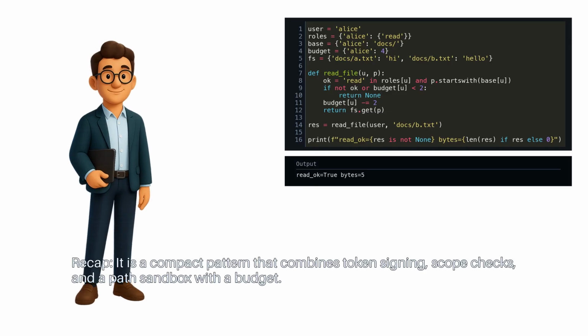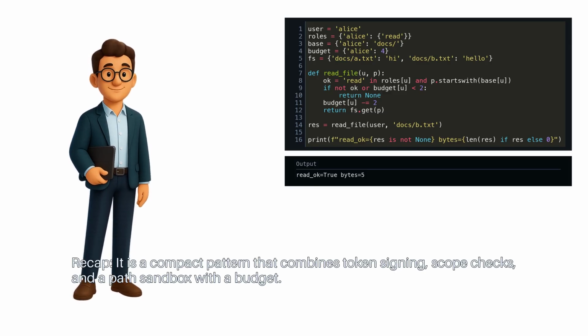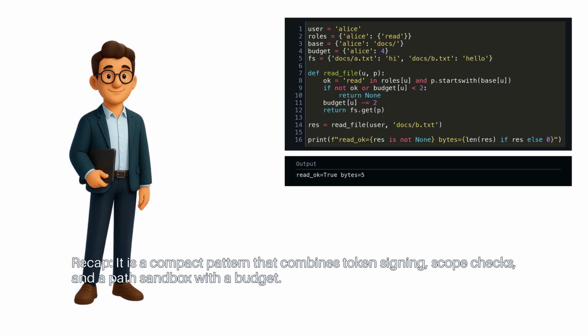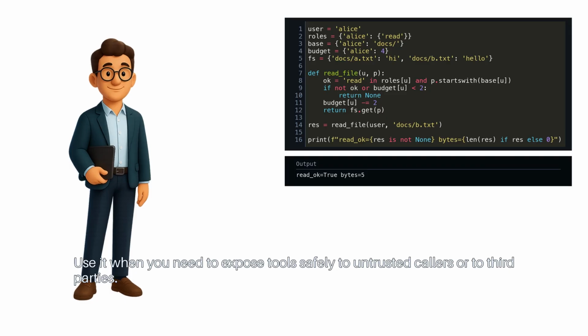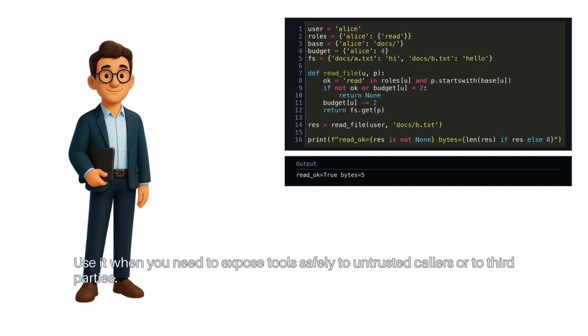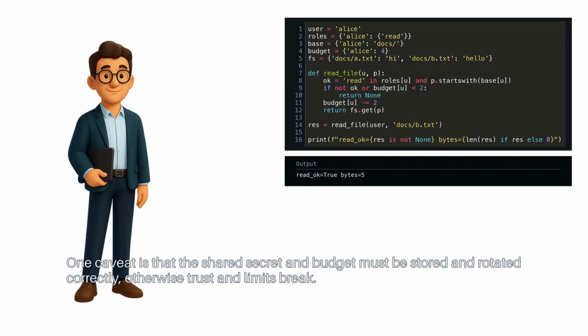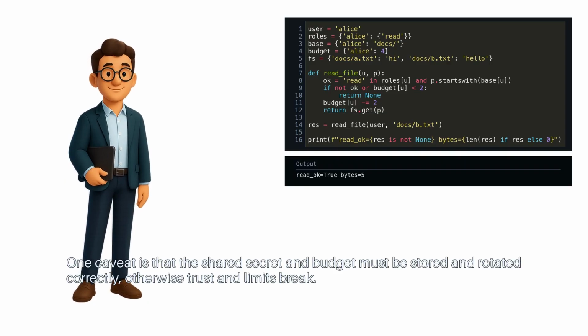Recap: it is a compact pattern that combines token signing, scope checks, and a path sandbox with a budget. Use it when you need to expose tools safely to untrusted callers or to third parties. One caveat is that the shared secret and budget must be stored and rotated correctly. Otherwise, trust and limits break.